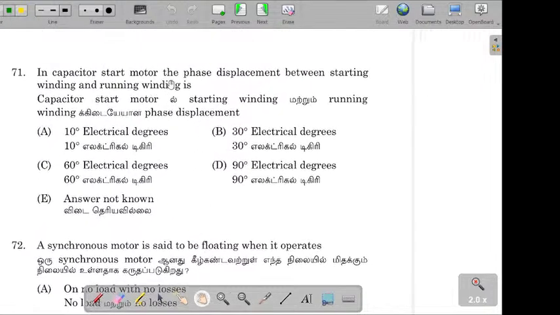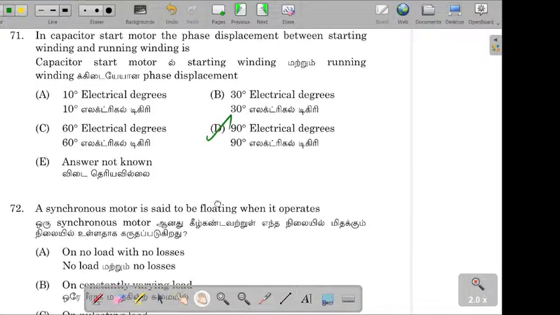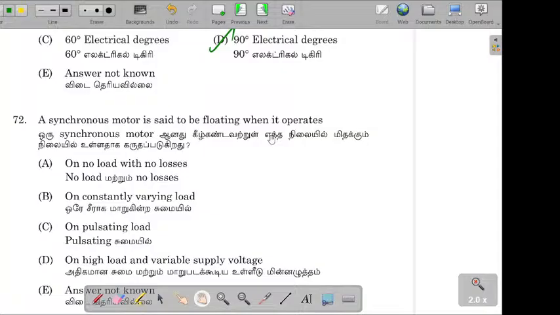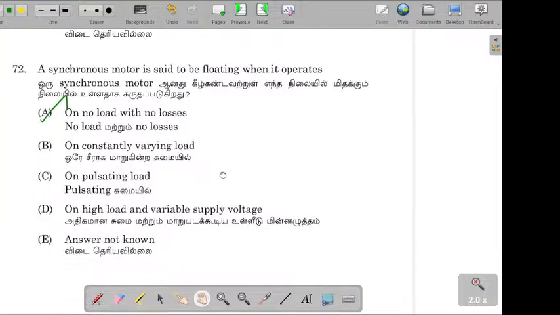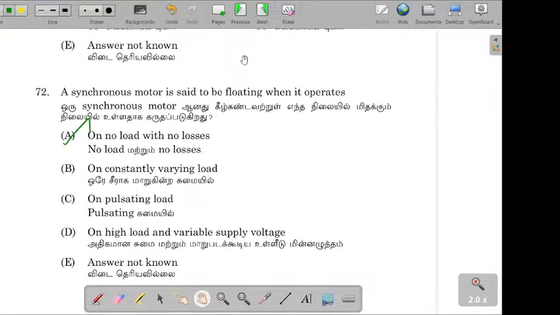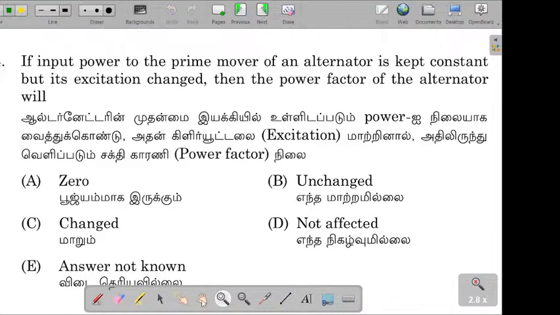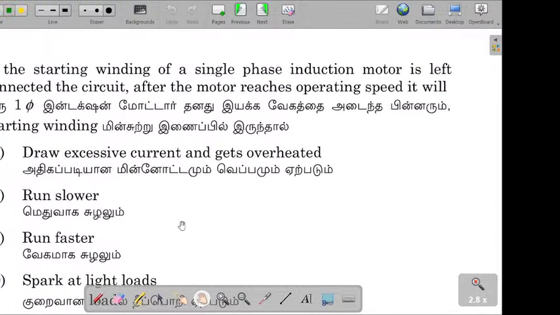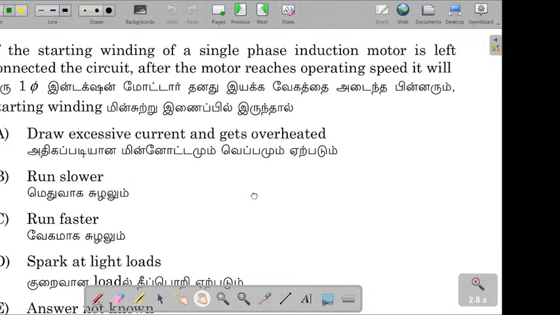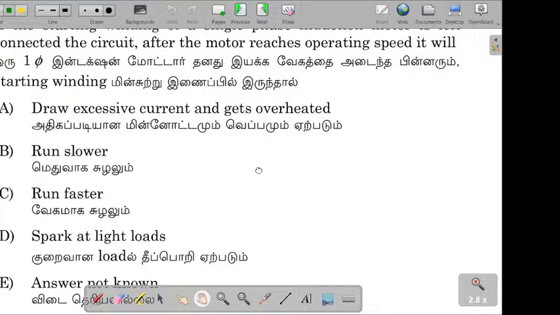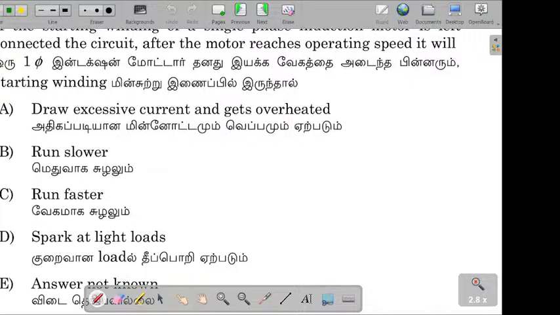In a capacitor start motor, the phase displacement between starting winding and running winding is 90 electrical degrees. A synchronous motor is said to be floating when it operates on no load with no losses. If the starting winding of a single phase induction motor is left connected to the circuit after the motor reaches operating speed, it will draw excessive current and get overheated.